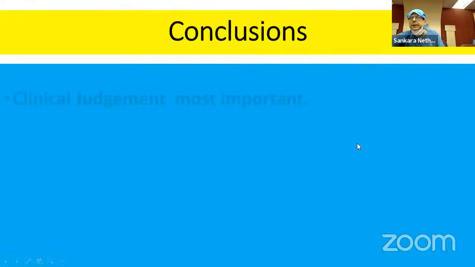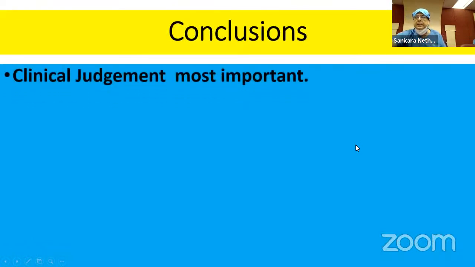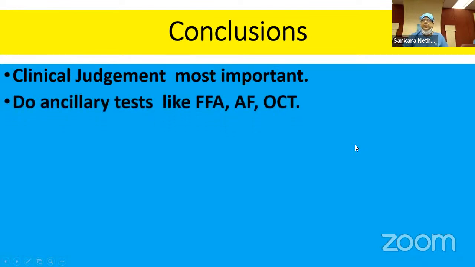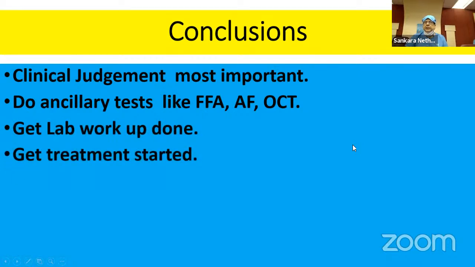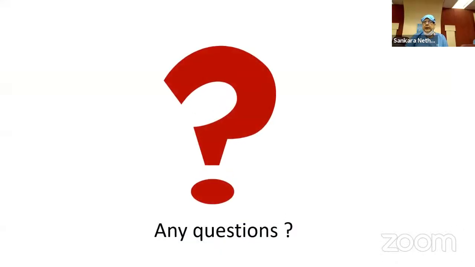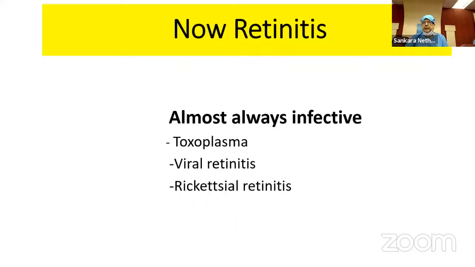So in conclusion, in choroiditis, clinical judgment, history, and the clinical examination are very important. Then come the ancillary tests like FFA, autofluorescence, optical coherence tomography. Get the lab workup done, and get treatment started. Not only that, you should do periodic ophthalmic checkups to rule out complications like choroidal neovascular membrane, cystoid macular edema, epiretinal membrane. I'll take up the questions at the end.